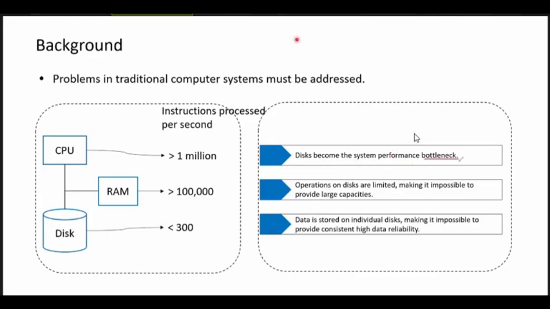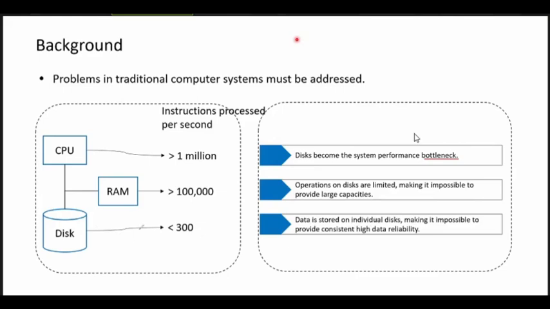So this became the system bottleneck of performance. The bottleneck is the disk, because the disk has very few instructions per second. Operations of the disk are limited, making it impossible to provide large capacities. Data is stored on individual disks, making it impossible to provide consistently high data reliability.